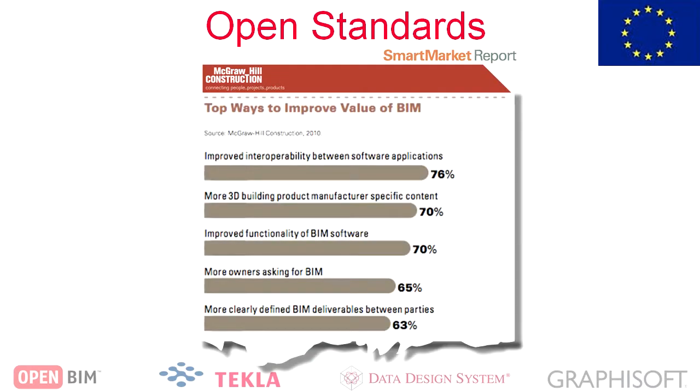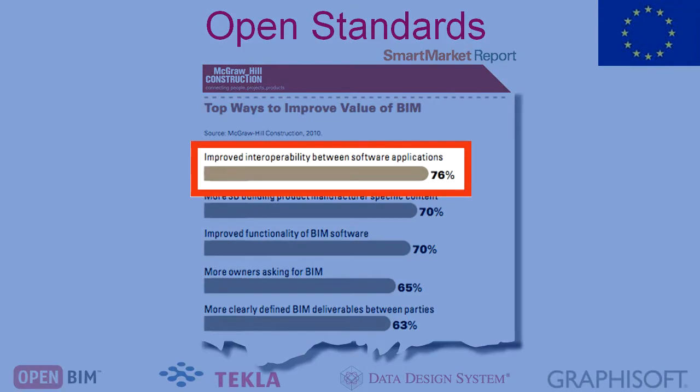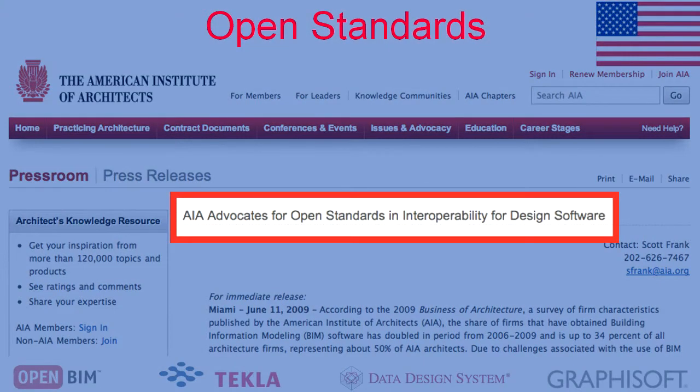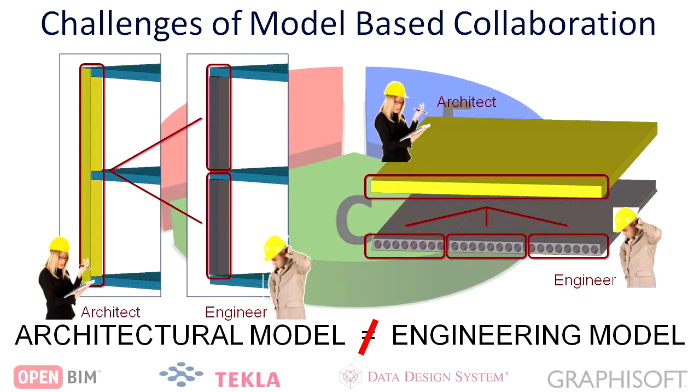As more and more AEC professionals implement BIM in their practice, there's a growing need for a reassuring solution to the previous issue. In 2010, McGraw-Hill Construction conducted research across Europe about BIM implementation. The number one request for improving BIM was to improve interoperability between the different software applications. The American Institute of Architects, or AIA, similarly declared support for open standards in 2009. Now let's see how these conceptual issues are being addressed through Open BIM workflows.